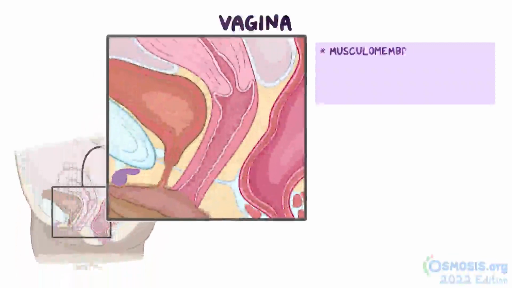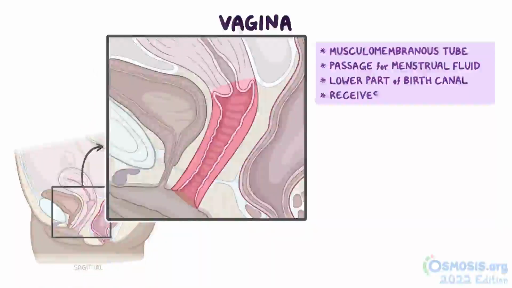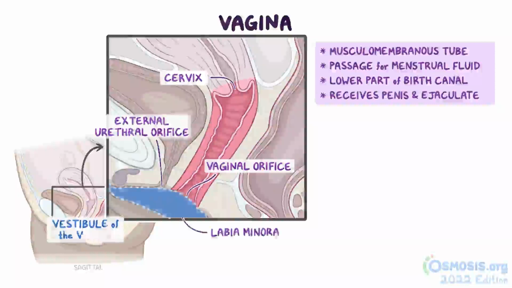Finally, let's discuss the vagina, which is a musculomembranous tube that provides a passage for the menstrual fluid, forms the lower part of the birth canal, and receives the penis and the ejaculate during sexual intercourse. The vagina extends from the cervix to the external opening called the vaginal orifice. This orifice, along with the external urethral orifice and the openings of the great vestibular glands, open into the cleft between the labia minora called the vestibule of the vagina.